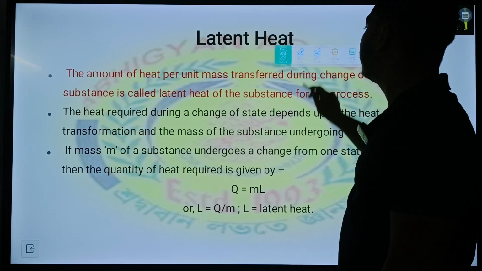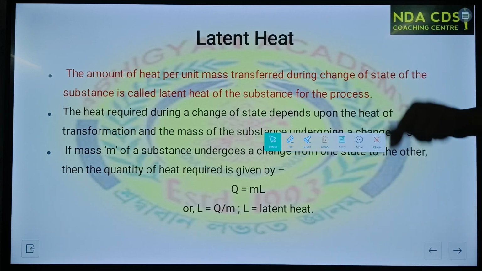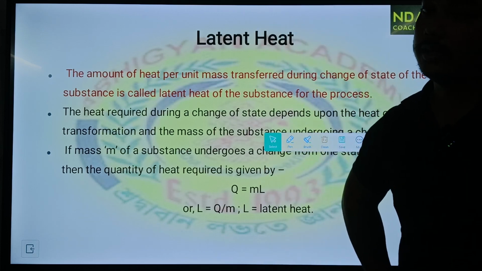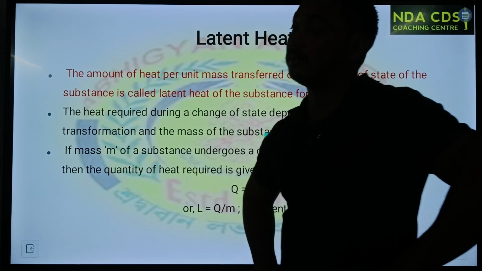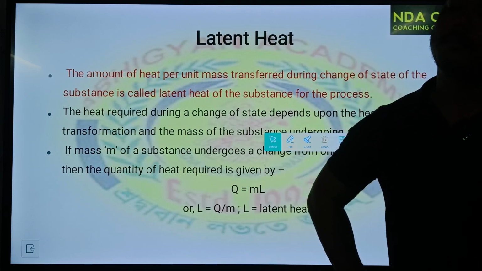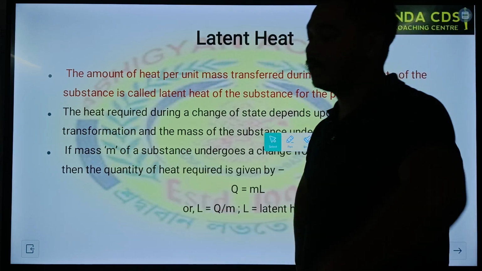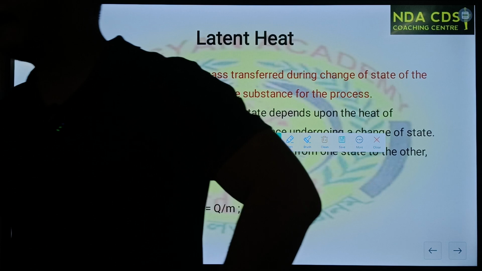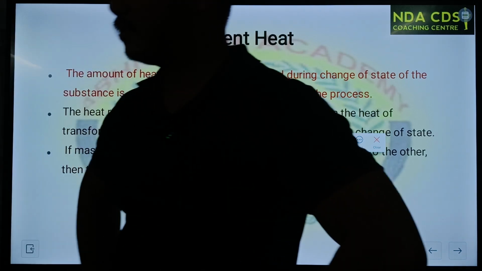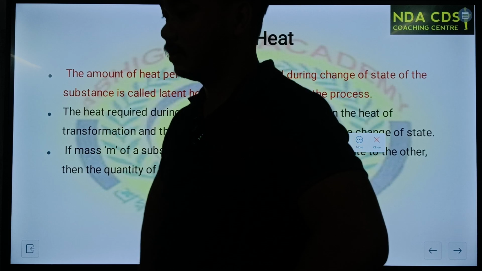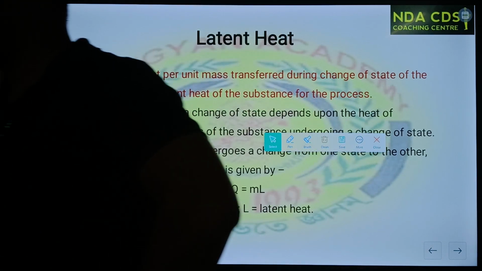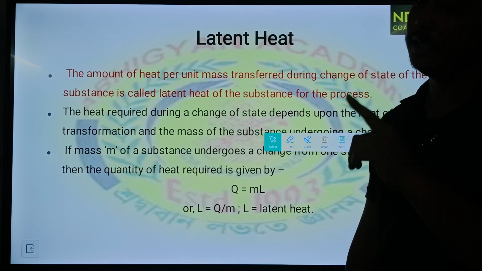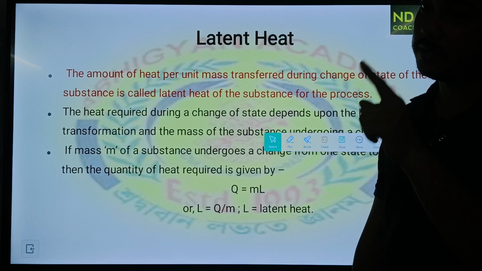Coming to latent heat. Okay, what was the definition for specific heat? Tell me. Give me the mathematical one. देख के बोलो. Per unit mass: amount of heat per unit mass when a substance changes temperature by 1 unit. Change in temperature by 1 unit. Keep that in mind. In specific heat, we discuss change in temperature by 1 unit.